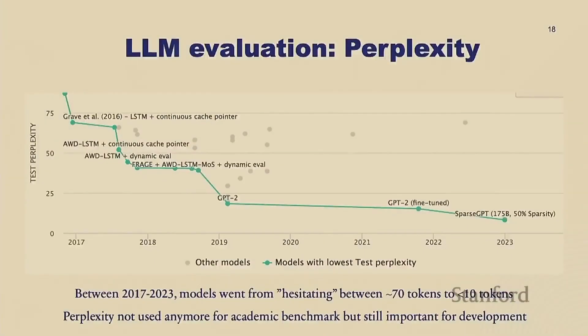Perplexity really improved. That's perplexity on a standard dataset between 2017 and 2023. It went from around 70 tokens to less than 10 tokens over these 5-6 years. That means the models were previously hesitating between 70 words every time they generated a word, and now they're hesitating between less than 10 words. That's much better. Perplexity is actually not used anymore in academic benchmarking, mostly because it depends on the tokenizer you use and on the actual data people are evaluating on, but it's still very important for the development of LLMs. When you train your own LLM, people will still really look at the perplexity.